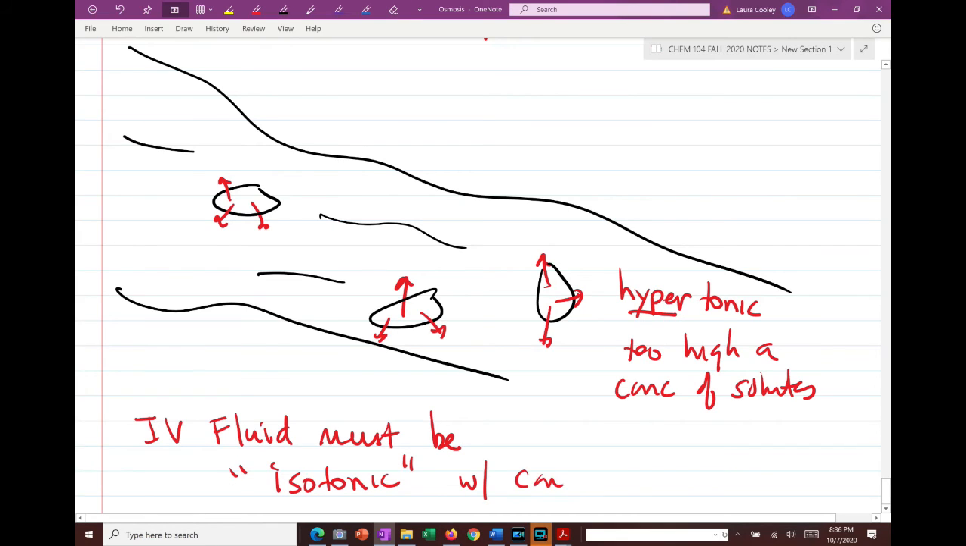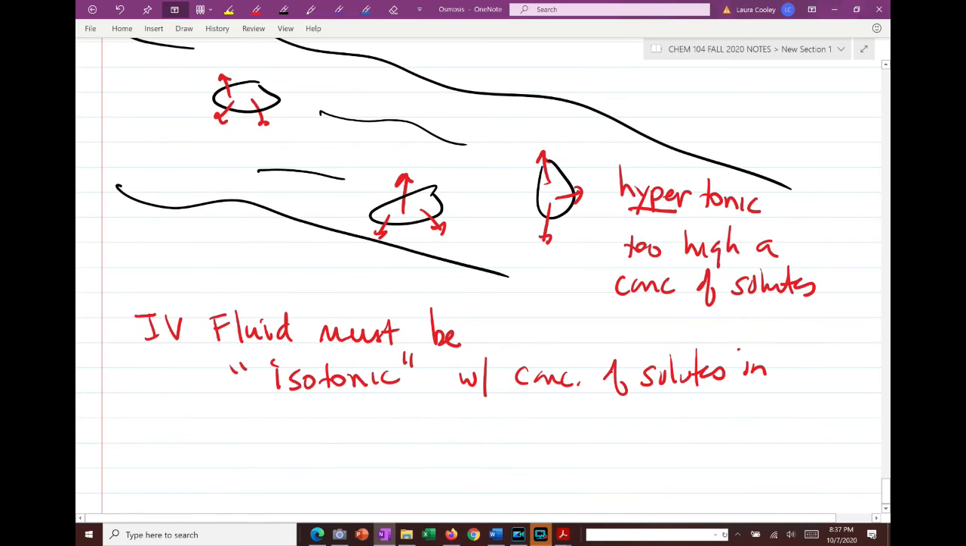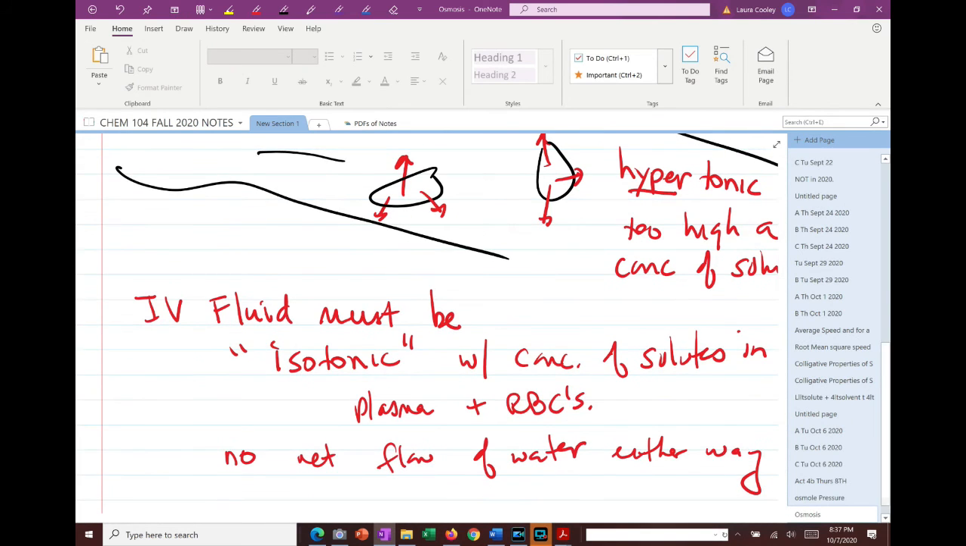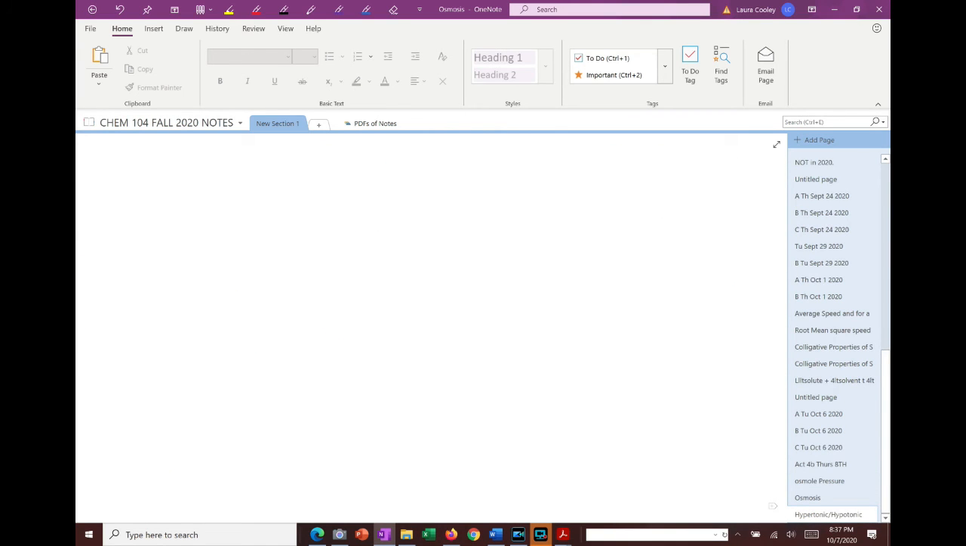With the concentration of solutes in both the plasma and the red blood cells being the same, there'll be no net flow of water either way. And I do have a picture to show you on what that looks like a little better.